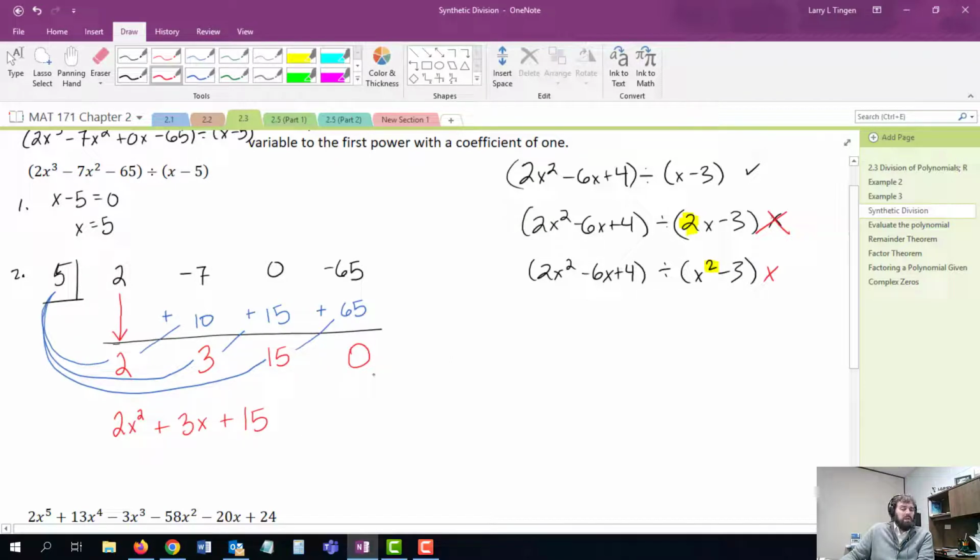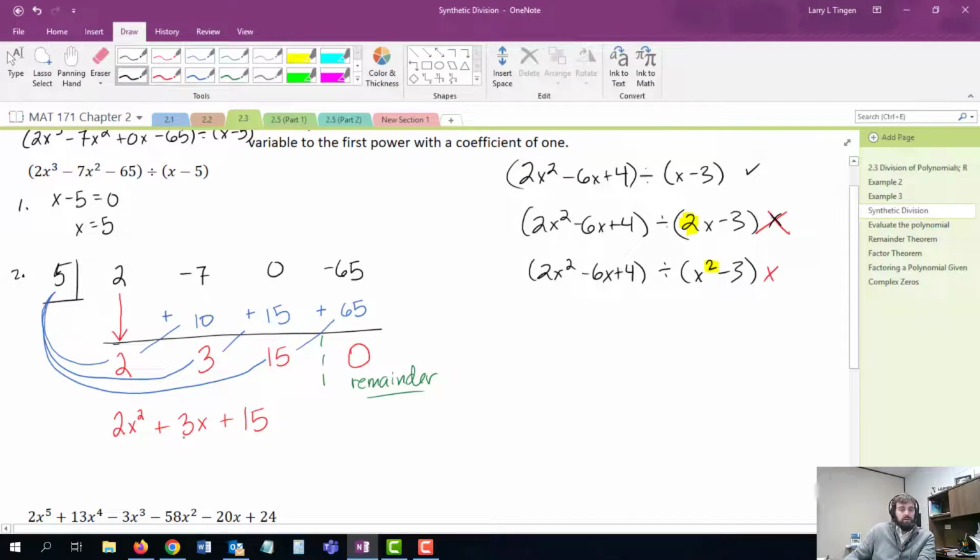But wait a second, there's another number out here. Yes, there is. And that number is the remainder. All right, so that's r of x. We did this problem, I think this is a repeat. Yeah, we did this problem already, right? But look at how quickly I was able to get it done.